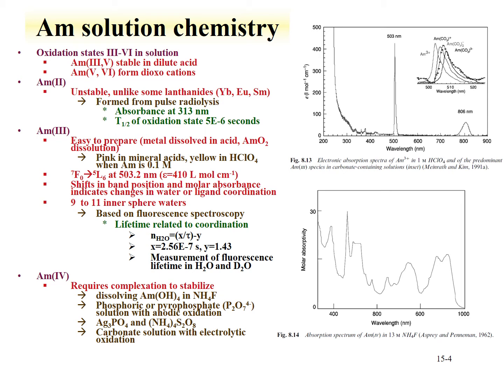Americium 4 can be formed, but it requires complexation to stabilize this compound. One can dissolve the americium hydroxide in ammonium fluoride to stabilize the tetravalent oxidation state. Phosphate compounds can also be used to coordinate and stabilize americium 4. There are also routes where one can use carbonate solutions with oxidation to stabilize americium 4, and the absorbance spectra is provided here. And this is the absorbance of americium 4 in 13 molar ammonium fluoride.